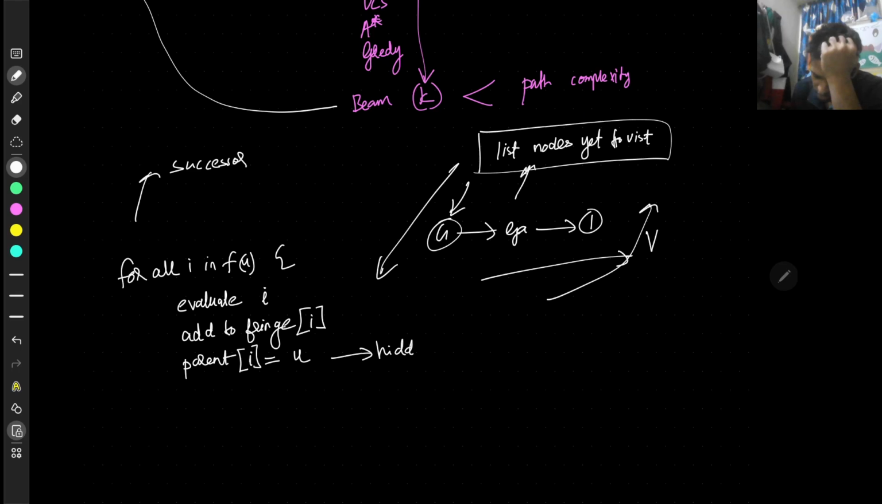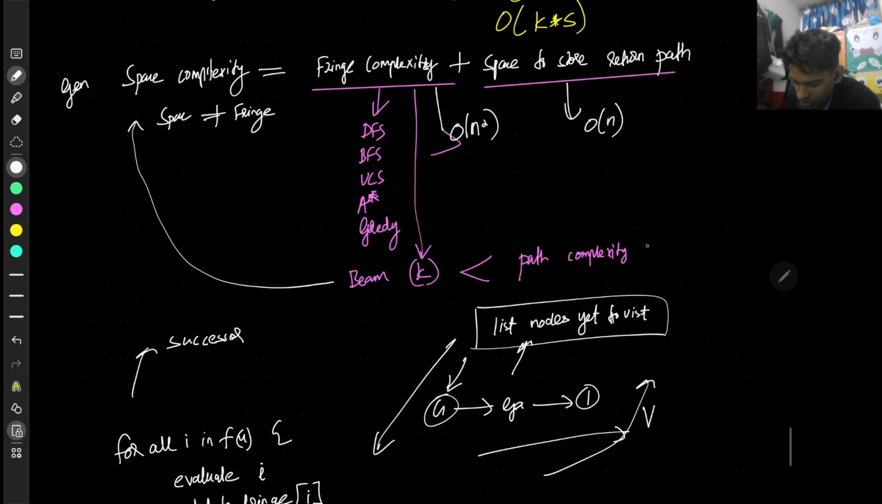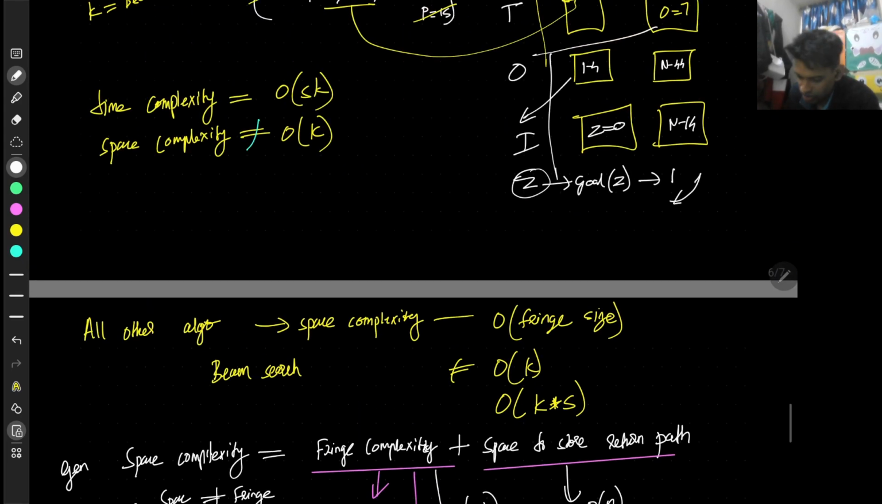No one was discussing this because this space complexity was almost negligible. It will obviously be lesser than the fringe. Fringe will grow very fast because of the branching factor. Fringe will be exponentially growing, but this will not. This will be something linear, and fringe will be something exponential. So no one was taking care of this thing. That is why beam search is a special case where you have to remember the space complexity is not the fringe size. This is not true here, but for all other algorithms you can say this is true.